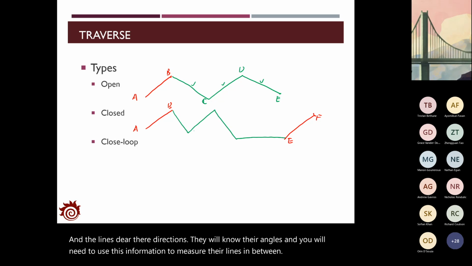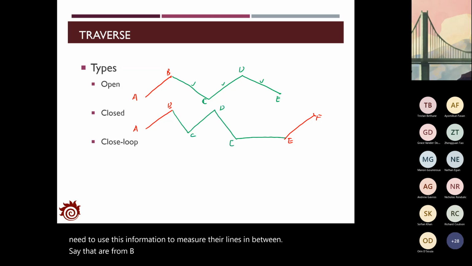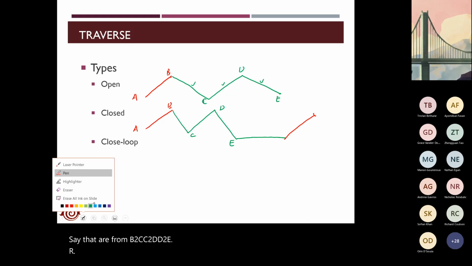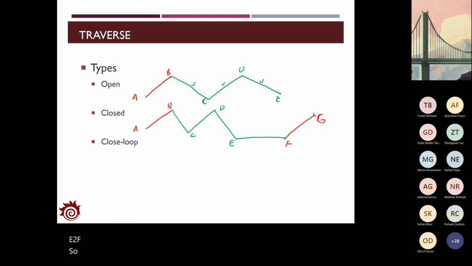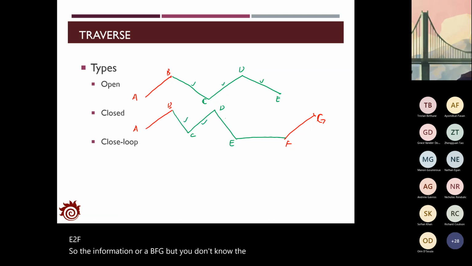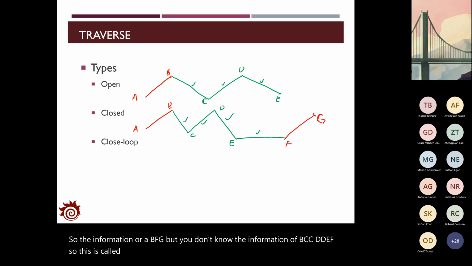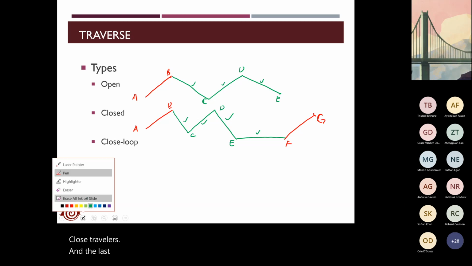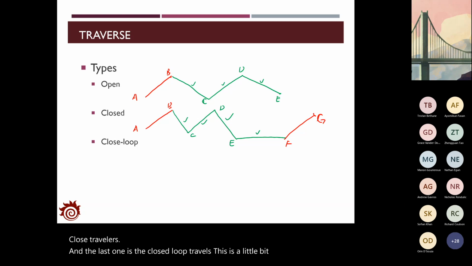Say that from B to C, C to D, D to E, E to F. So you know the information of A, B, and F, G, but you don't know the information of B, C, C, D, D, E, and E, F. So this is called the closed traverse. And the last one is the closed loop traverse. This is a little bit different from the closed traverse.